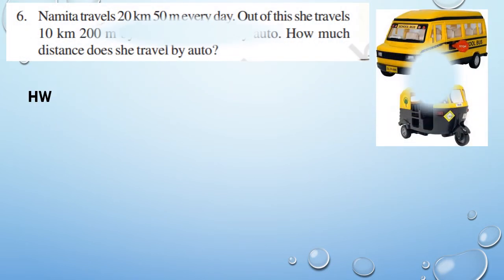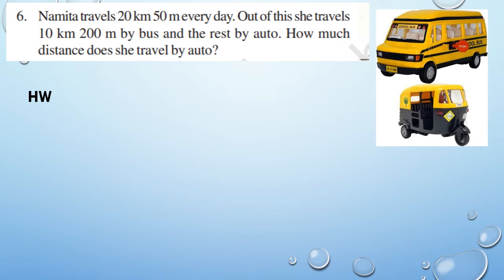Now let's move on to the next question. Sixth question. Namita travels 20 kilometers 50 meters every day. So the total distance she travels per day is 20 kilometers 50 meters. Out of this, she travels 10 kilometers 200 meters by bus and the rest by auto. How much distance does she travel by auto? So from the total distance, if we take away the distance she travels by bus, we will get the distance she travels by auto. So this also you can complete as homework, children. Let's move on to the seventh question.